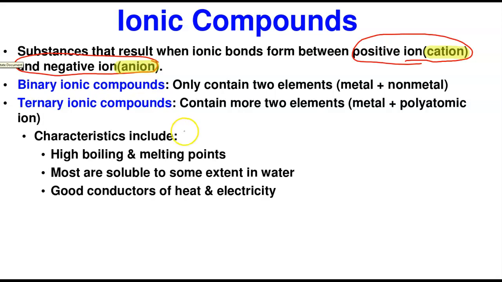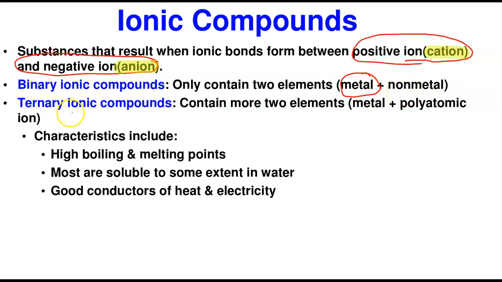Now, the binary ionic compound only contains 2 elements. Of course, every ionic compound must contain a metal. Of course, that one we don't negotiate. For you to know an ionic compound, there must be a metal in it. So, you must have a metal and a non-metal, or it can be a metalloid.